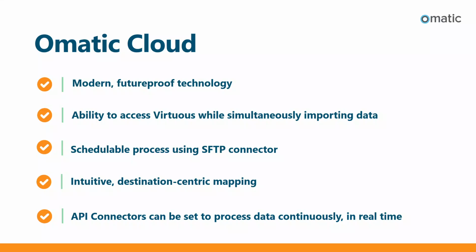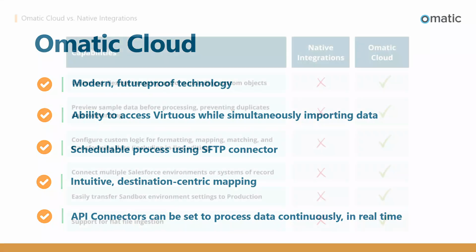whether you utilize a niche system that produces flat files or the most common systems that we have direct API integrations with. With Omatic, you establish your business rules for mapping, duplicate prevention, and data transformation one time, and then update as you make process changes.